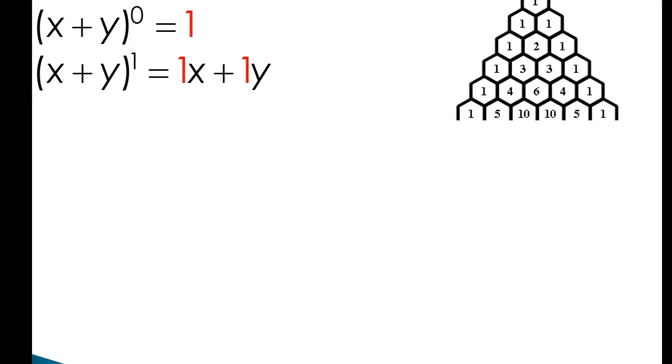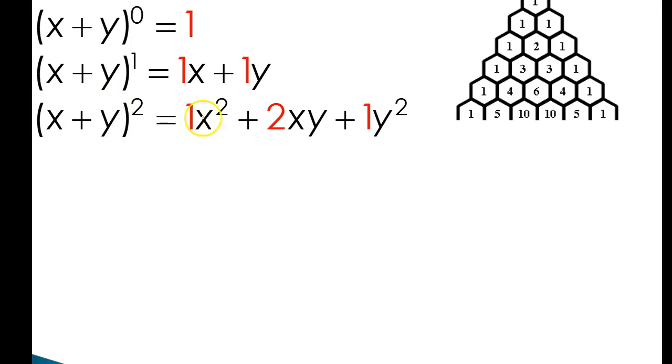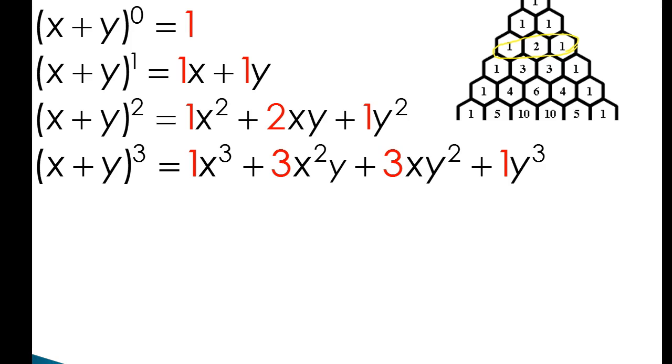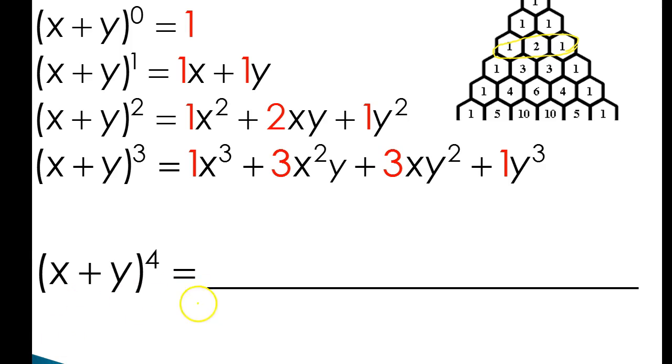Anything to the first power is that thing, so x plus y to the first power is 1x plus 1y. For the second power, look at the coefficients here: 1, 2, and 1. Do you notice that they come from this second row of the triangle? X plus y to the third, what would be the coefficients? 1, 3, 3, and 1. If you suspected that, you'd be right. Before we go to the fourth power, let's talk about the x's and the y's. I want you to notice a pattern, especially here with x plus y to the third power.